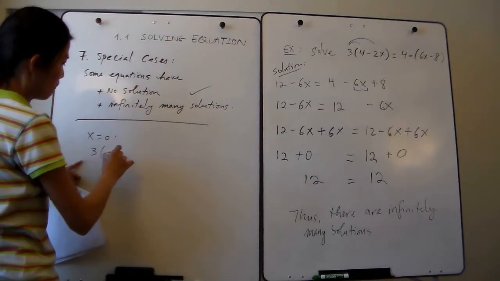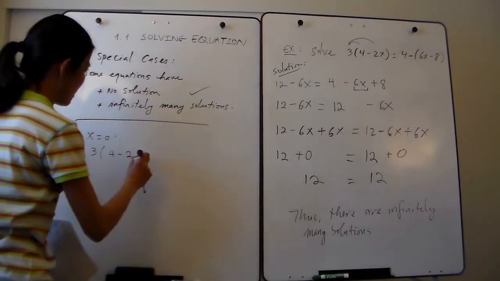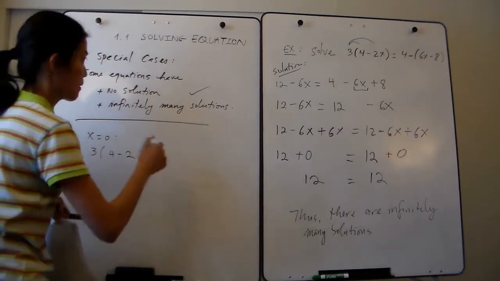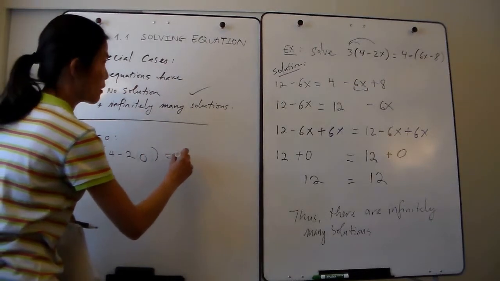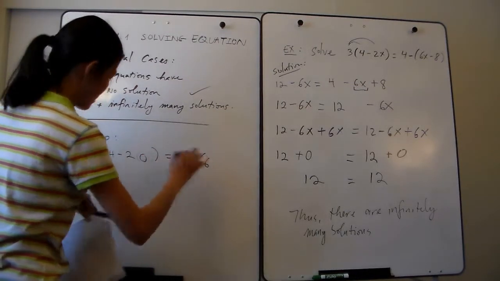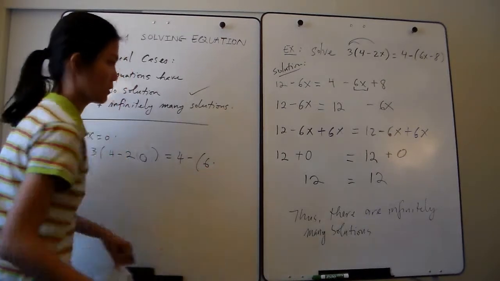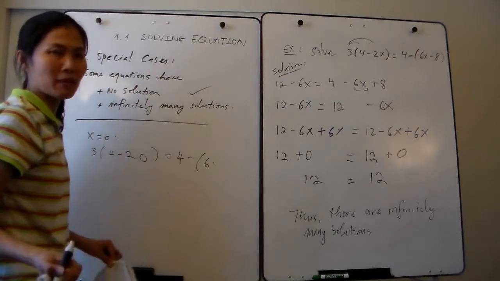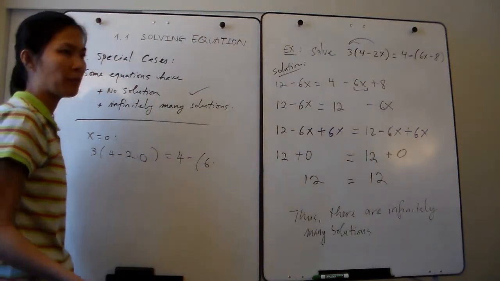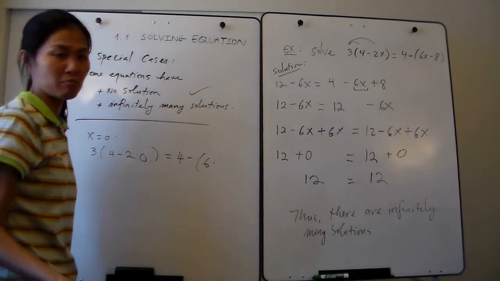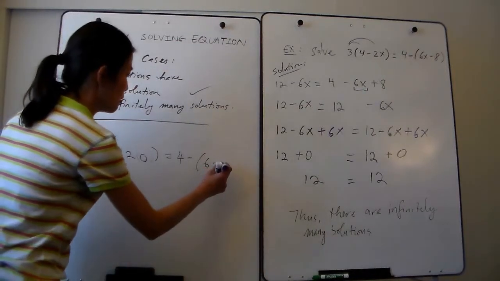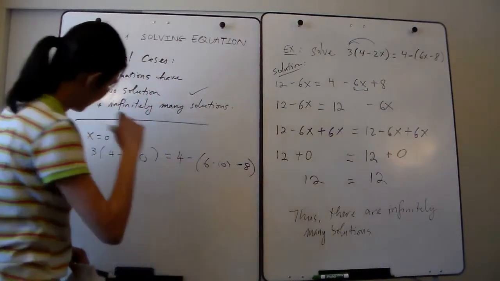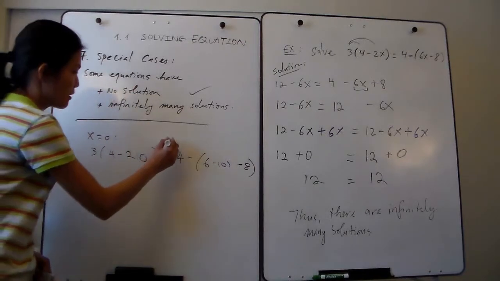3 times 4 minus 2 times 0 equal 4 minus 6 times 0, because I'm testing 0. You can pick any number you want. I'm picking 0 because it's easier to work with. You can pick 100 and negative values. So 0 minus 8 and simplify. Again, because we're not sure, right?